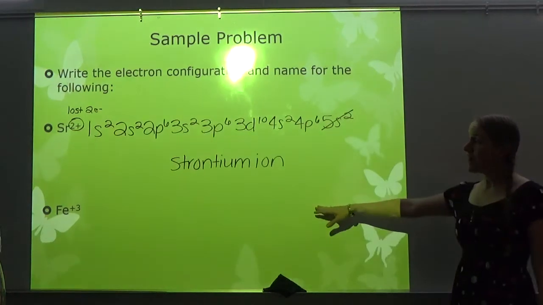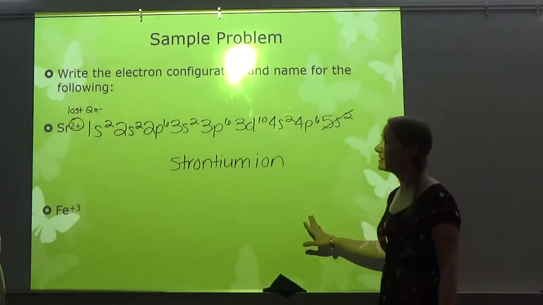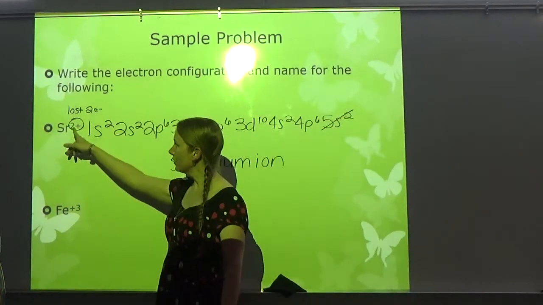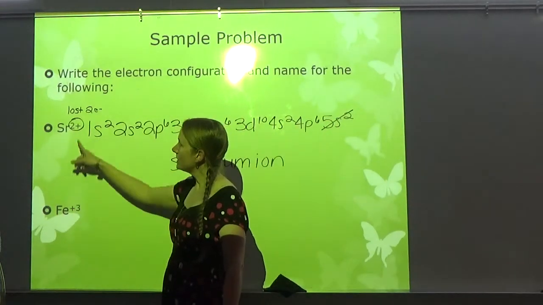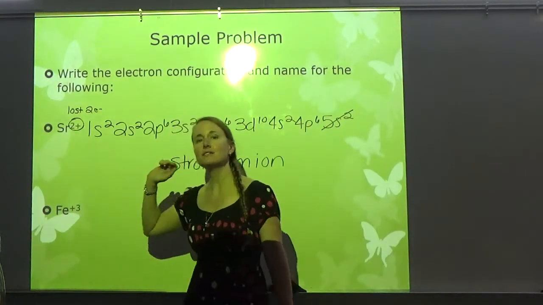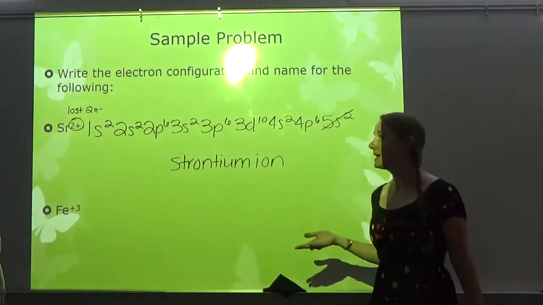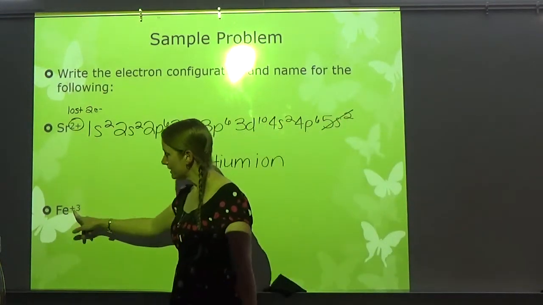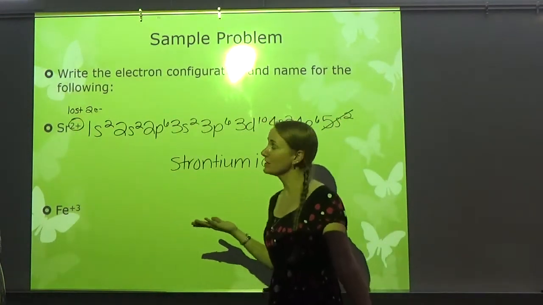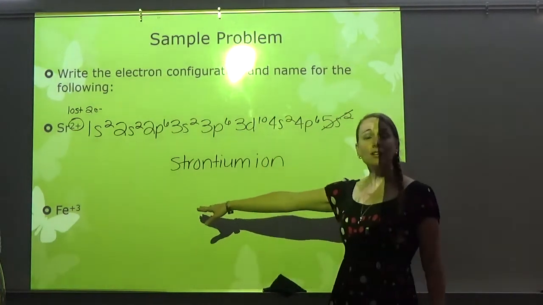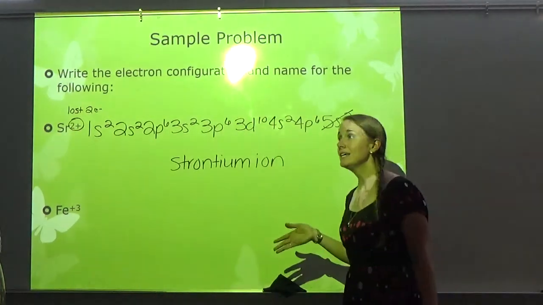All right, next we have iron with a positive 3 charge. I wrote my charges differently on purpose to remember to tell you that 2 positive and positive 2 mean the same thing. Sometimes you'll see the charge written first, sometimes you'll see the number written first. I'm just going to write the configuration for iron without taking into account the charge.